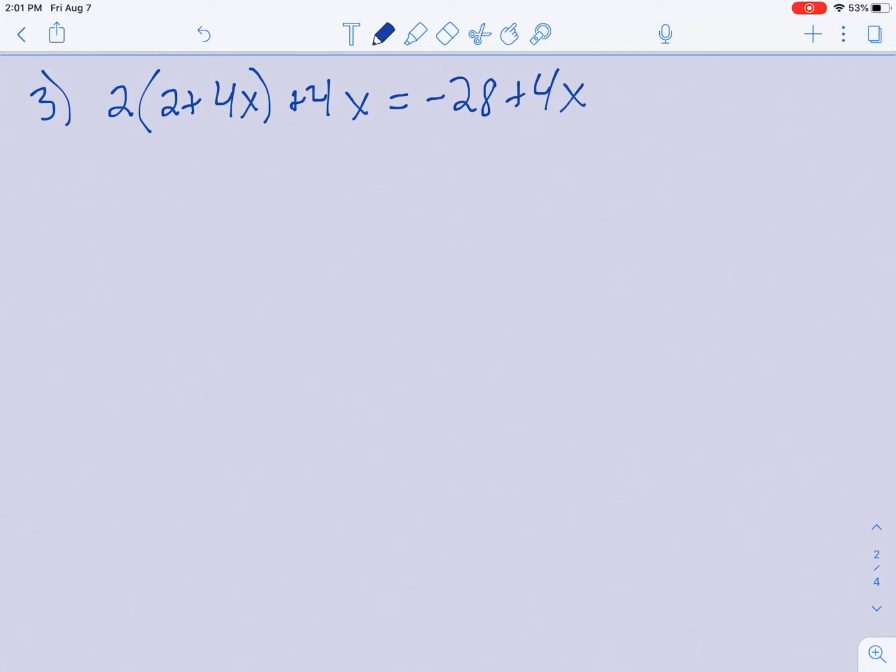All right, now we're going to add in another step. Okay, so we're doing the same process, just another step added in. So for this one, we're going to have 2 times 2 plus 4x, close your parentheses, plus 4x equals negative 28 plus 4x. Okay, so first thing that I see is my parentheses, so I'm going to start with distribution. So 2 times 2 is 4. 2 times 4x would be plus 8x, and then bring everything else down.